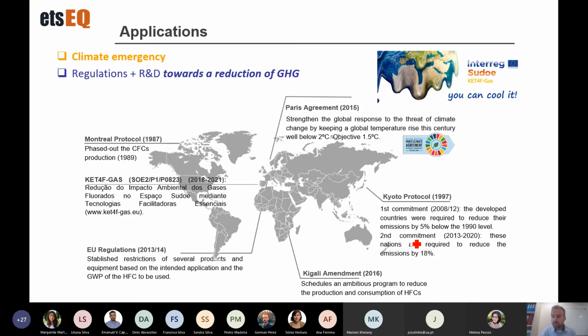Even if we had Kyoto's protocol with the commitment of almost all countries in the world to reduce their emissions, we had the Paris Agreement that focused on limiting the temperature increase to 1.5 degrees. And the Kigali Amendment, which is also an ambitious program to reduce the production and consumption of hydrofluorocarbons, we are still having strong emissions of CO2 and other gases such as fluorinated gases. In fact, we are currently working in a European project related to the reduction of fluorinated gases by the development of recovery technologies.